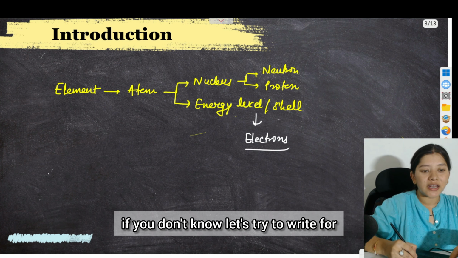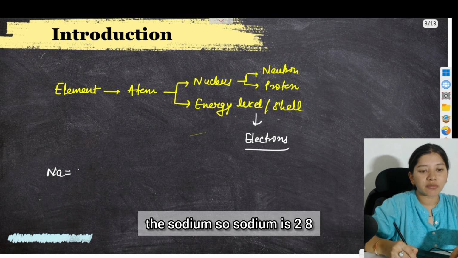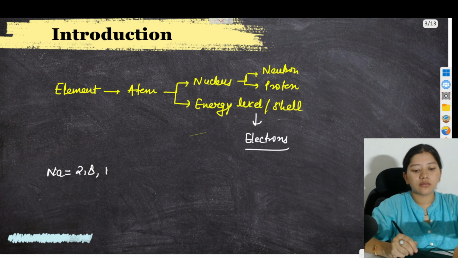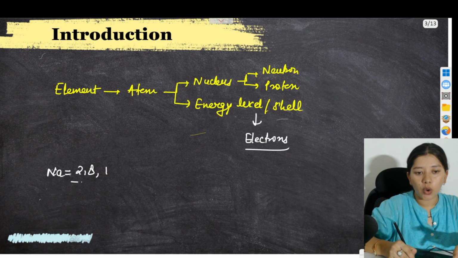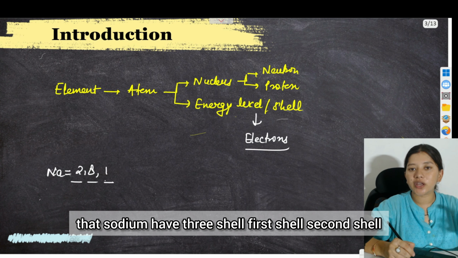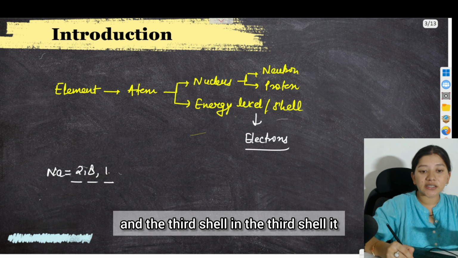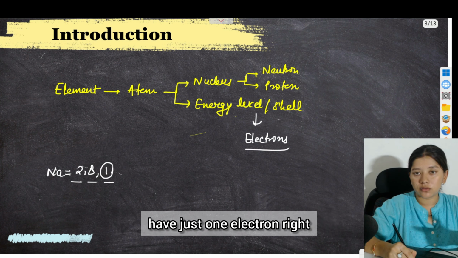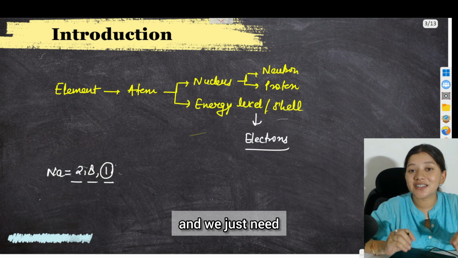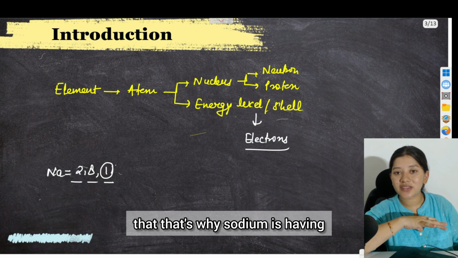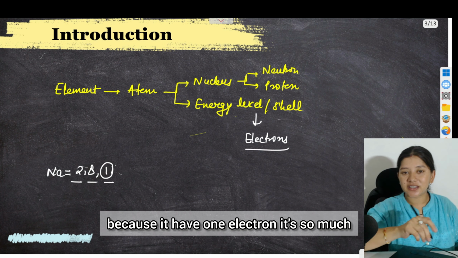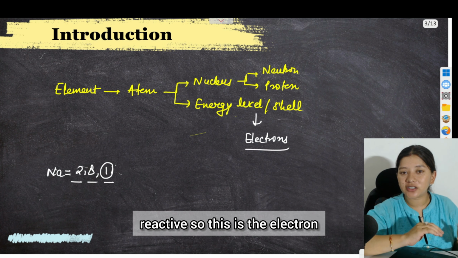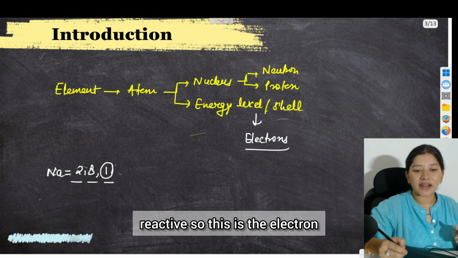If you don't know, let's try to write it for sodium. Sodium is 2, 8 and 1, isn't it? These are shells 1, 2 and 3. We can say that sodium has 3 shells: the first shell, second shell and third shell. In the third shell it has just 1 electron, right? And we just need that. That's why sodium has that behavior. Remember this last one: because it has 1 electron, it is so reactive. So this is the electron which we need.